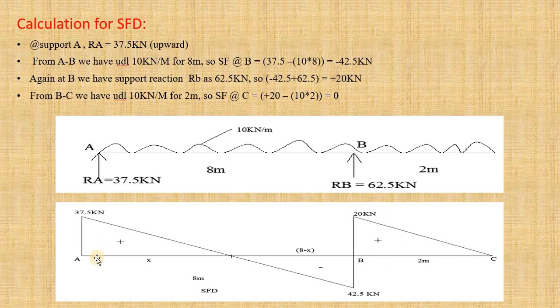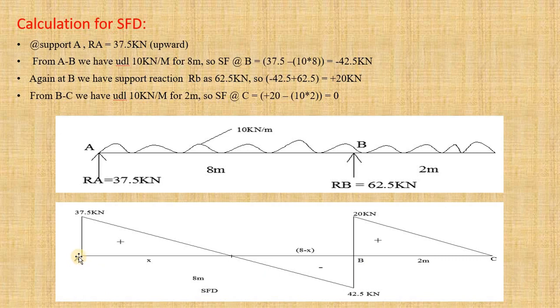How to write these signs: for RA I have got plus 37.5, so it is the positive region. For the next one it is minus 42.5. I have written the magnitude, but the minus region is this one. The next one is plus 20, so it is the positive region. The next one is minus. Like this, the shear force diagram is calculated and plotted.